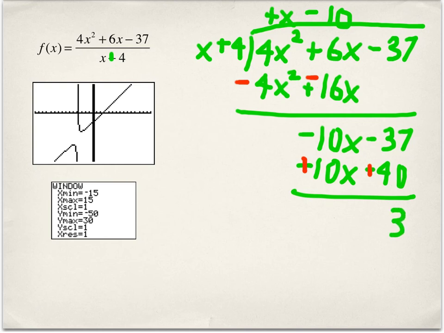Doesn't really matter too much. My final answer then is that this slant asymptote is y equals my quotient up here, which is 4x minus 10. You could check that out on the calculator and see that sure enough, if you graph that, it would indeed be this line that slices right through here as the slant asymptote.